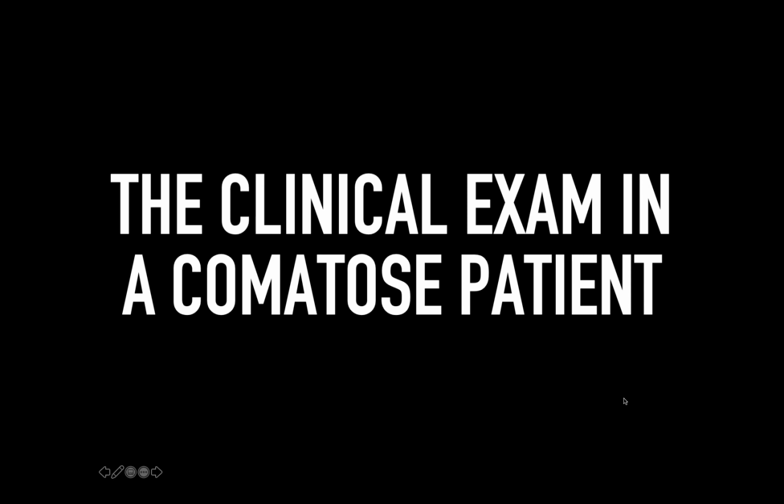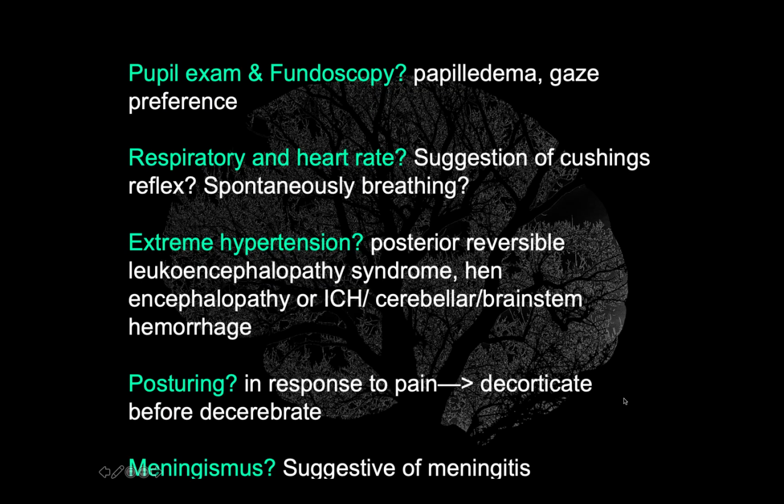A skill set that is important to master is the clinical exam in a comatose patient. This may begin with your vital signs and just your gross observations, but also a pupil exam, looking for papilledema, and also gaze preference. This may also require some examination with the ultrasound for optic nerve sheath diameter as a surrogate for ICP. There's also a vital signs consideration for suggestion of Cushing's reflex with bradycardia and hypertension.